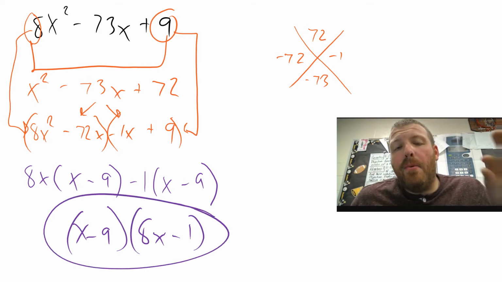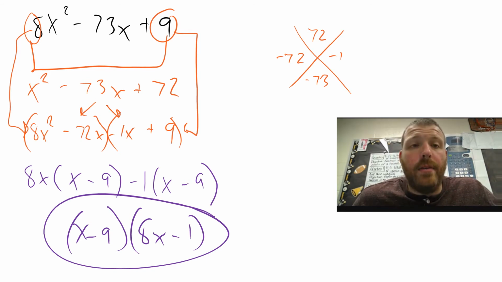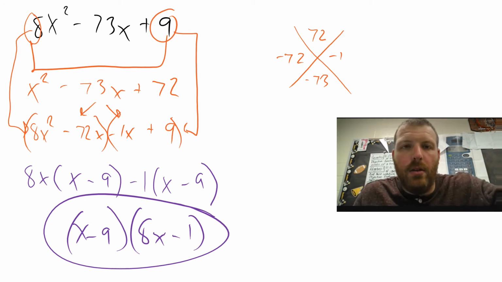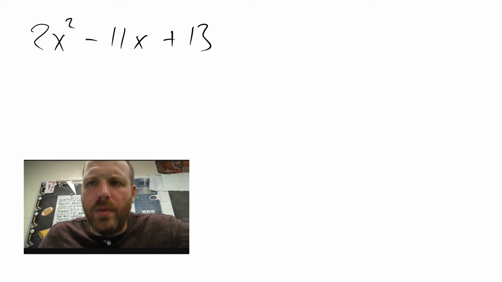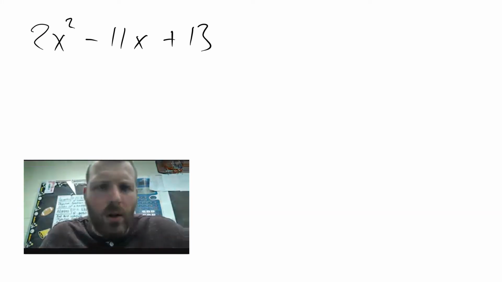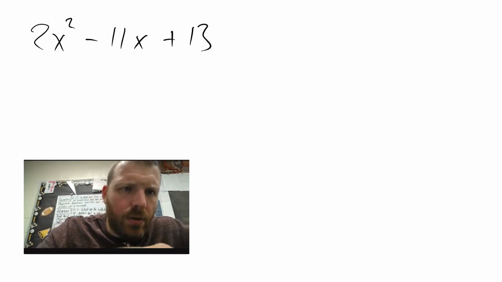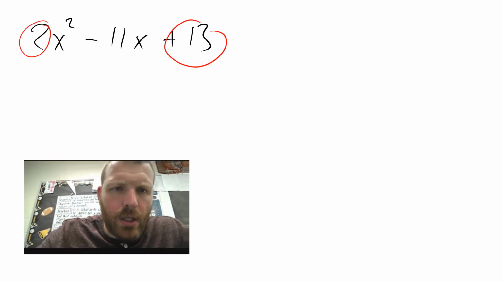So it's that simple. I mean, you've got to think a little bit about these, but I think you can handle it. All right, so let's try this one here. Let's try multiplying these two numbers here. So 2 times 13, that's 26, right?